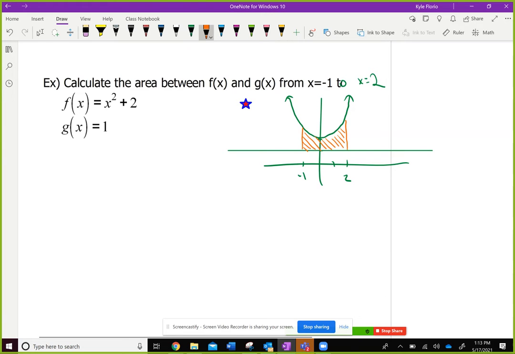Okay. So do we understand what the question is asking us to find? So between these two vertical lines, -1 and 2, I want the area between those two functions. Okay. Wait, how did you graph the second one? So this is the x-axis. This is at y equals 1. So the function y equals 1 is just a horizontal line at 1.